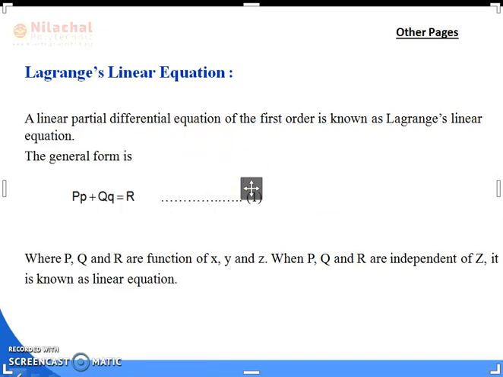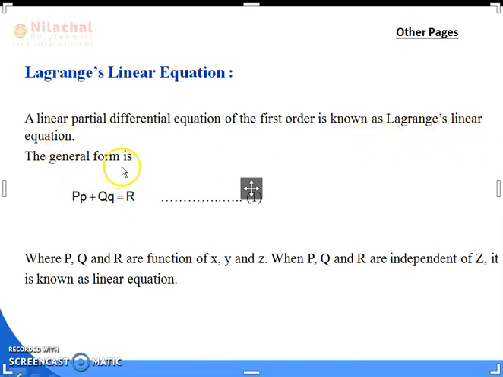So welcome back again. We are continuing our chapter 3, that is the linear differential equation, and the second topic is partial differential equation. We have completed how to form a partial differential equation. So now in this class we start Lagrange's linear equation. A partial differential equation of the first order is known as Lagrange's linear equation.